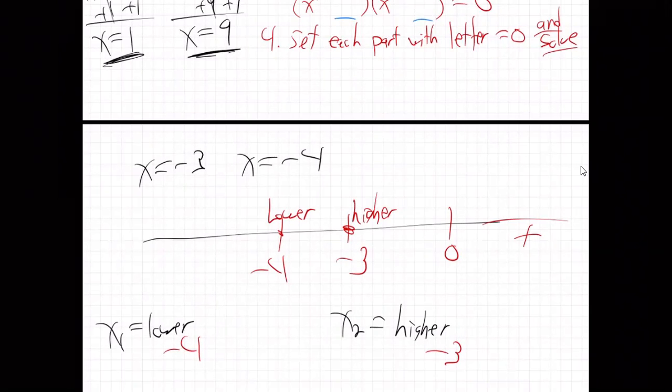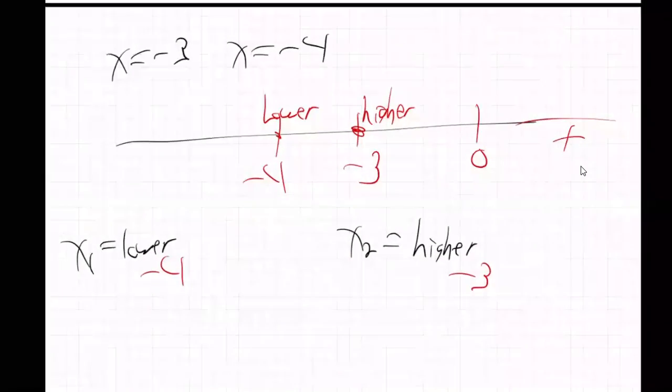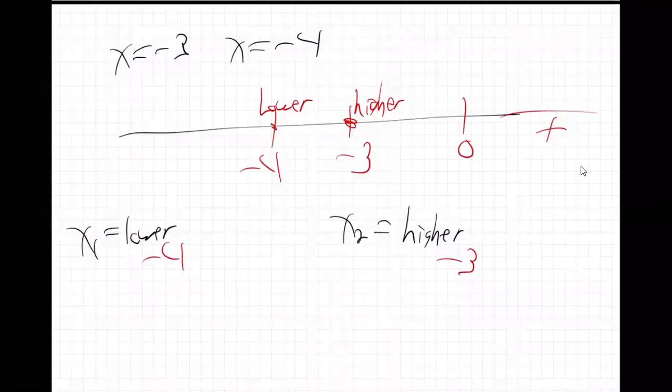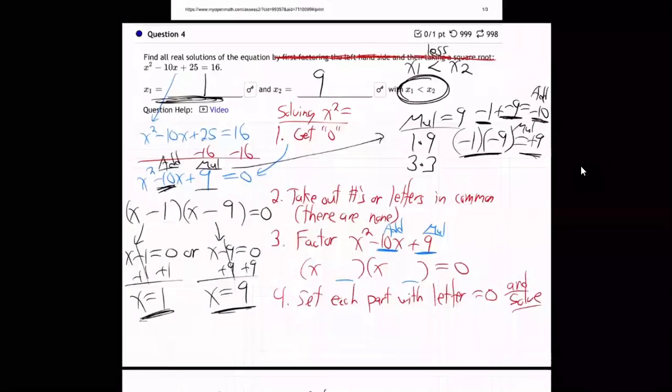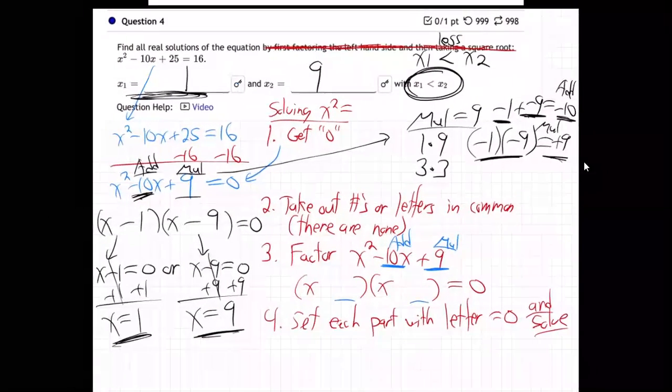Those aren't my answers, but I'm just saying if you happen to get a couple of negative answers, be careful. Lower means further left on the number line, doesn't it? So the -4 would be the lower and the -3 would be the higher in that case. In our case, we just got positive numbers, so it's really easy to say which one's lower and higher. So there we go.